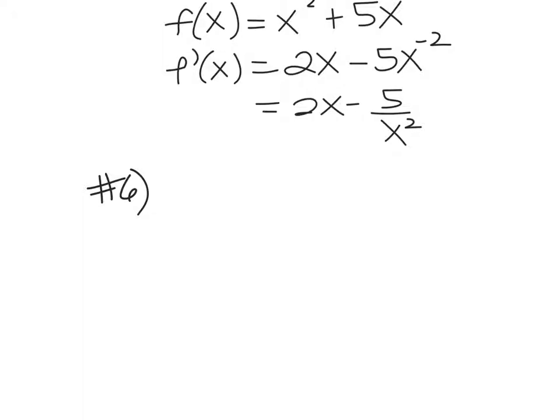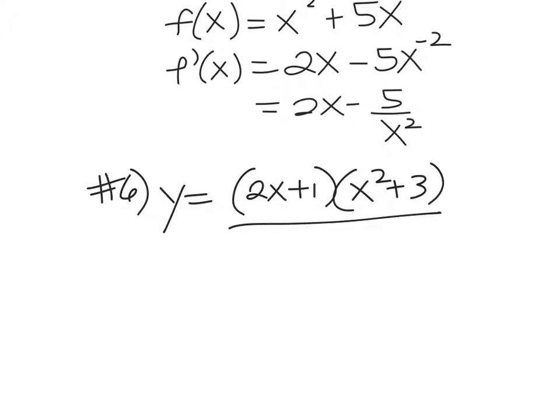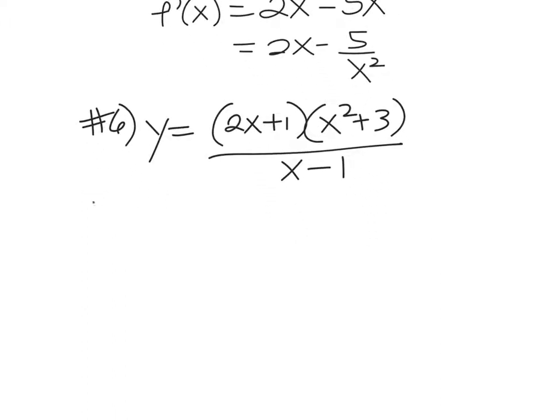Here we go. Y equals 2x plus 1 times x squared plus 3 over x minus 1. And we're going to find the derivative. We're going to find y prime. Okay, there's no simplifying this one at all. You can't divide into these. This is just the way it is. There's no getting around it.